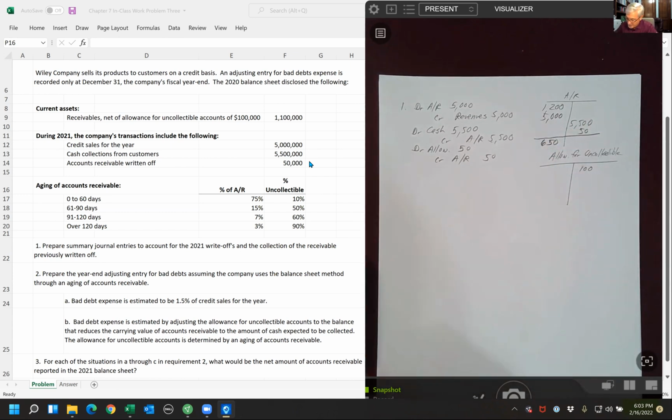Check the math of that. 1,200 beginning balance plus $5 million in credit sales. Hold on.